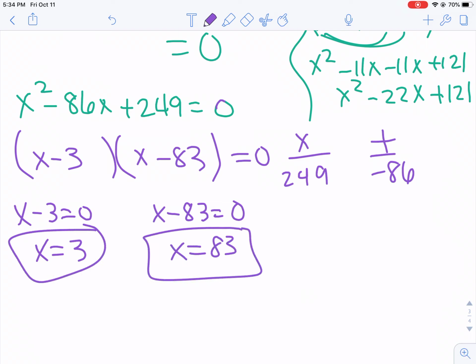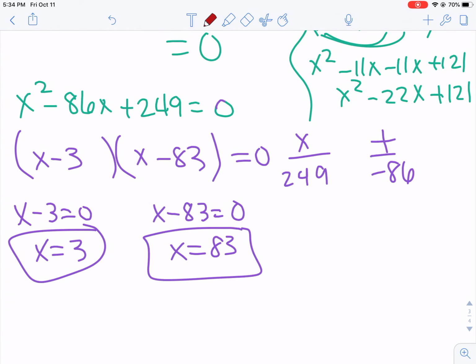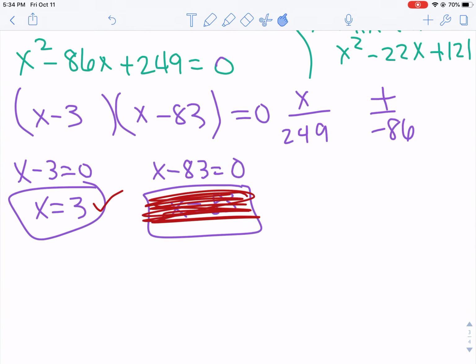But wait, we're not. You have to actually plug them back in and check them, okay? I am going to skip this step to save some time, but you just plug them both back in. When you plug in the 3, it works out, and the 83 does not. So it ends up that that's not a solution. So it's just x equals 3.